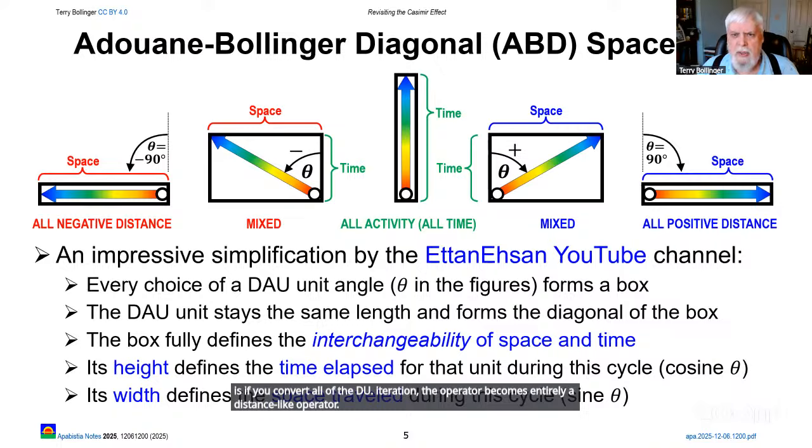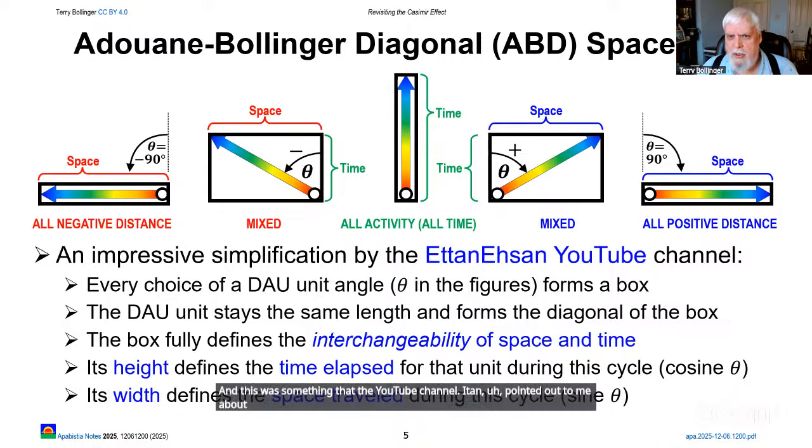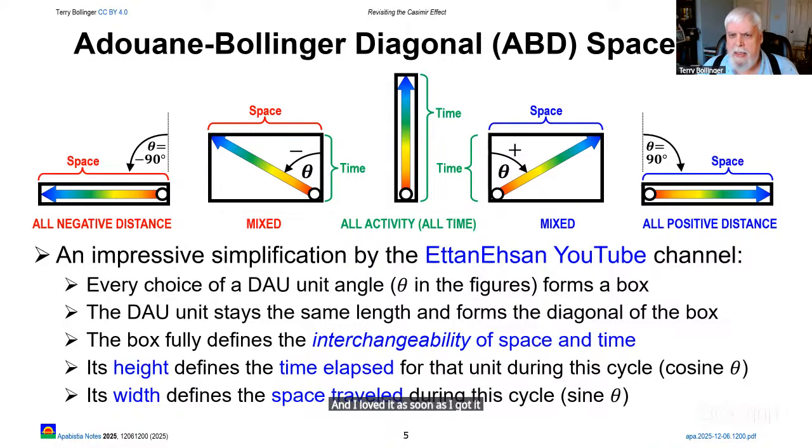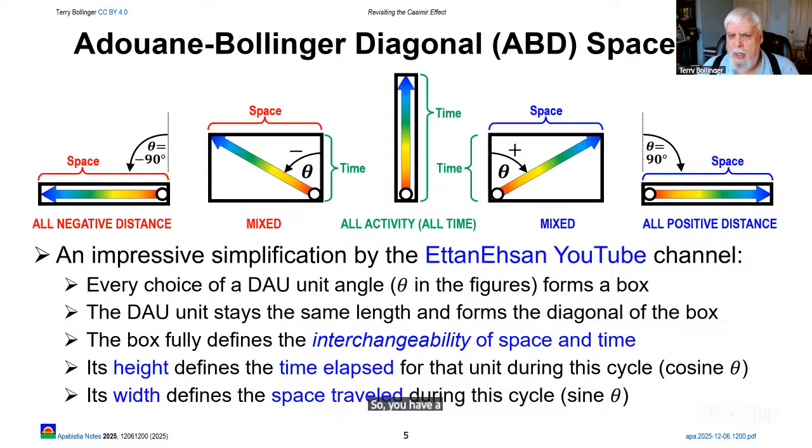And this was something that the YouTube channel Itane-san pointed out to me, about how there was a simple relationship between space and time. And I loved it as soon as I saw it, because this literally converts the concept of space-time interchangeability not into something about hyperbolic surfaces or anything like that, but really just sine and cosine. So you have a different relationship between the space and time that always has this very fixed relationship to this invariant arrow, your operator for how you change the state.